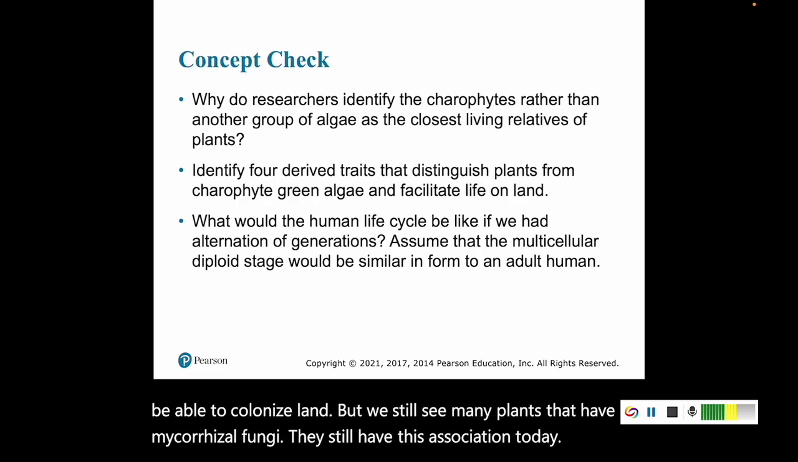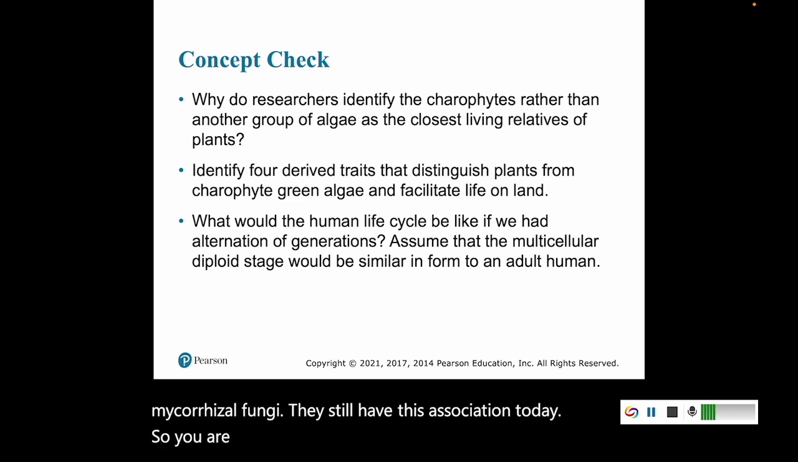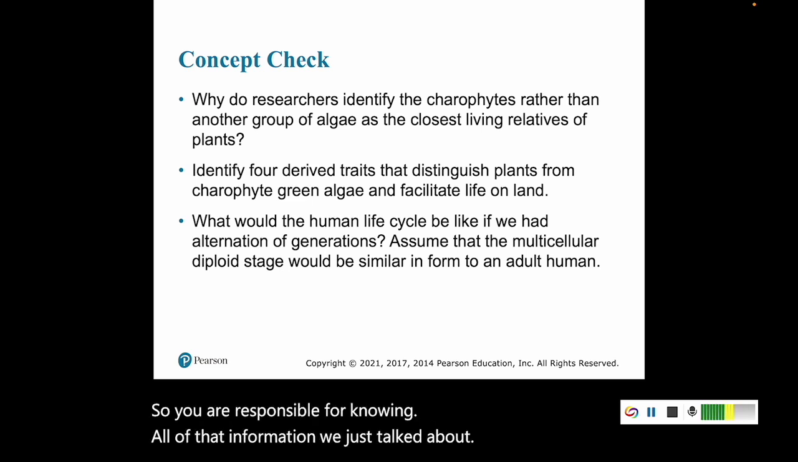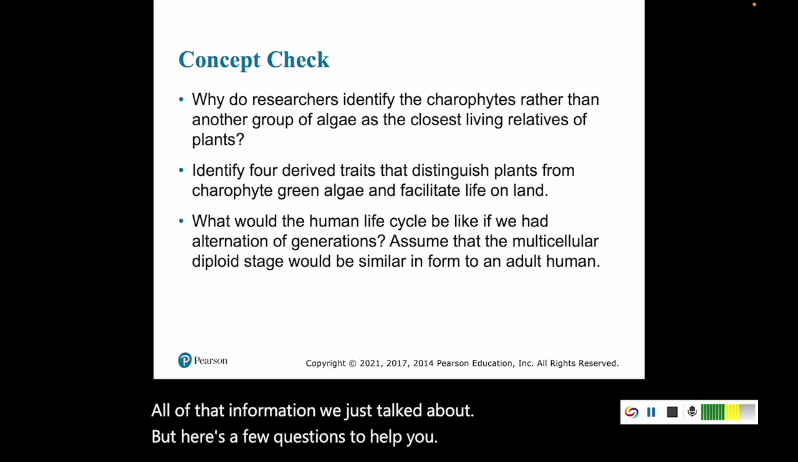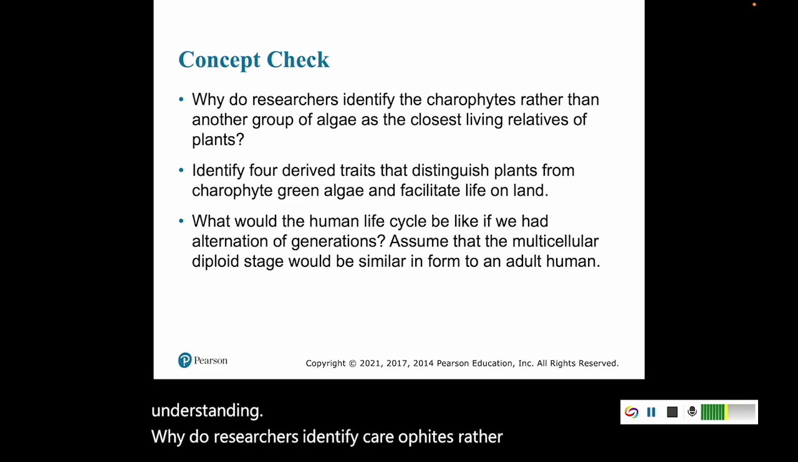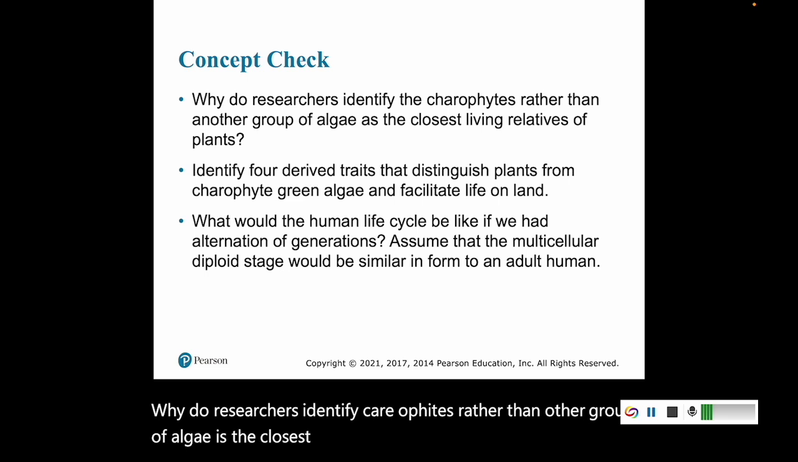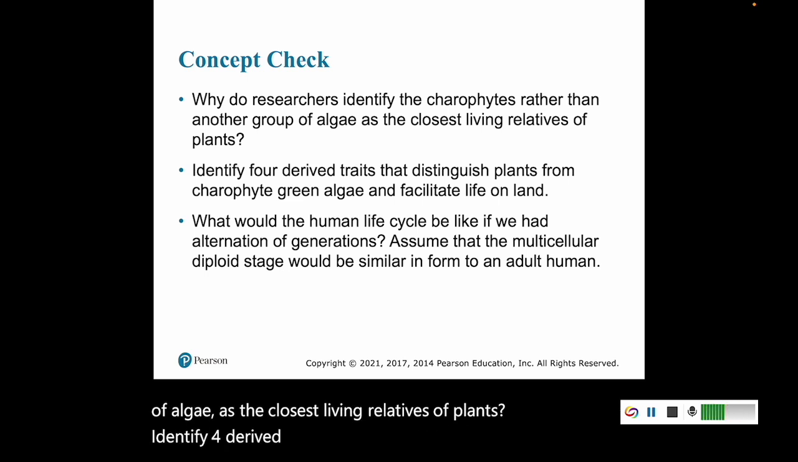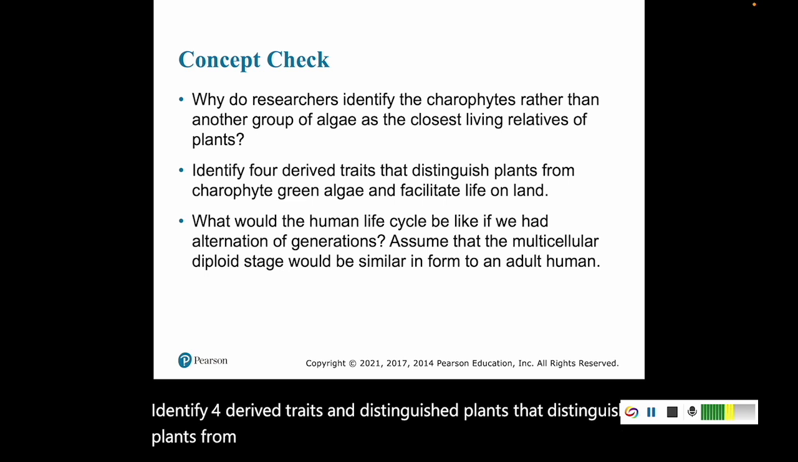Okay, so you are responsible for knowing all of that information we just talked about. But here are a few questions to help you check your understanding. Why do researchers identify charophytes rather than other groups of algae as the closest living relatives of plants? Identify 4 derived traits that distinguish plants from charophyte green algae and facilitate life on land.